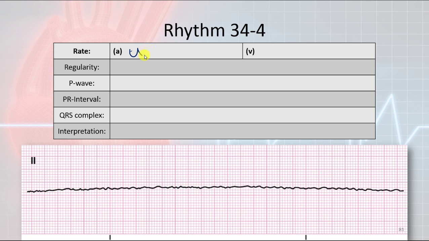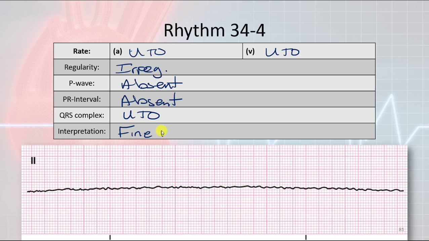The atrial rate is unable to obtain. Ventricular rate, unable to obtain. Regularity is irregular. P waves are absent. PR interval is absent. QRS complex is unable to obtain. This would be an example of fine VFib. You could also just call this VFib.